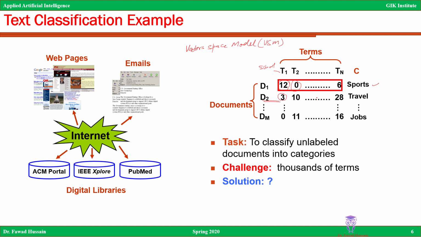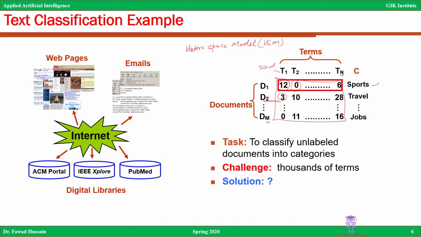So at the end, I am going to end up with a matrix. This is the matrix. And I'm going to end up with a matrix whose rows are M, where M is the number of documents, and whose columns are N, where N is the total number of different words that occurred in the entire collection of documents. So all the vocabulary set in all the documents combined, that is N.